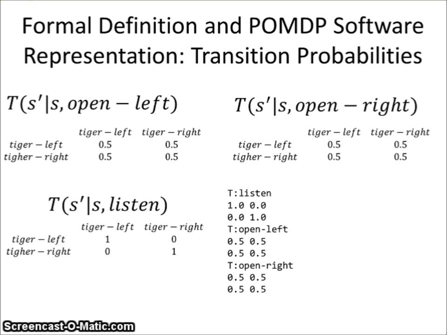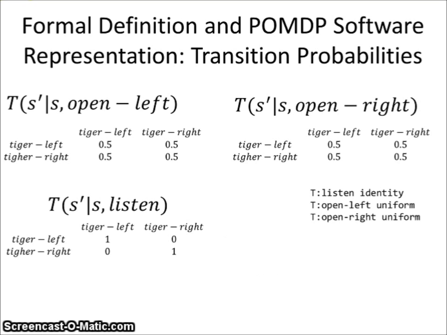So in the software we can write it like this. We're going to have a T transition, listen, 1 for each of these observations. First is the identity matrix, and then those 2 matrices there, 0.5s all the way across. Since this is such a common transition matrix, we can actually instead use a shorthand here, identity and uniform.